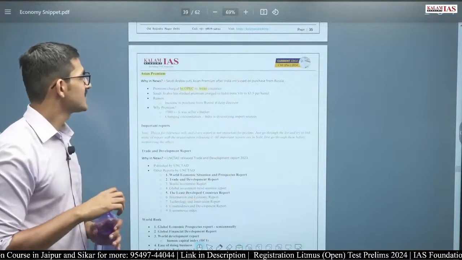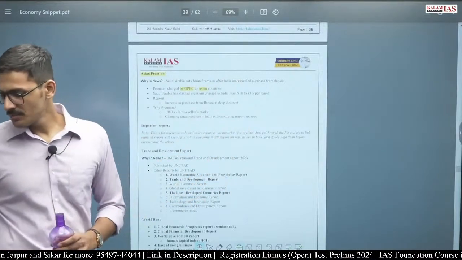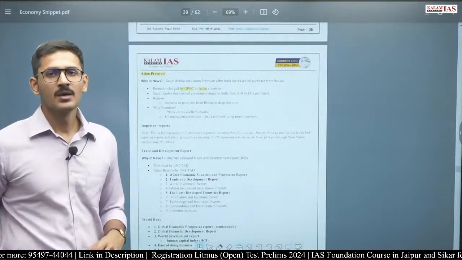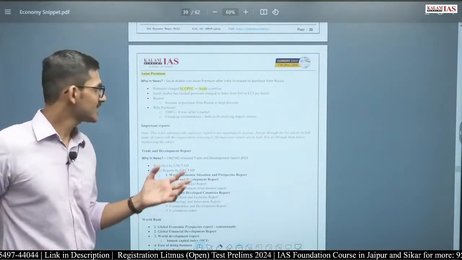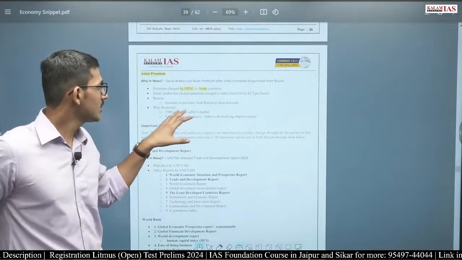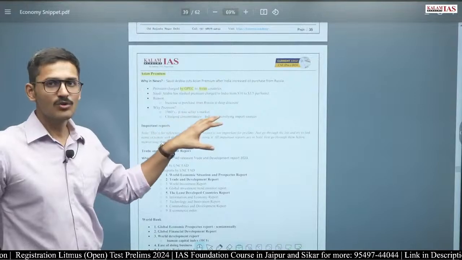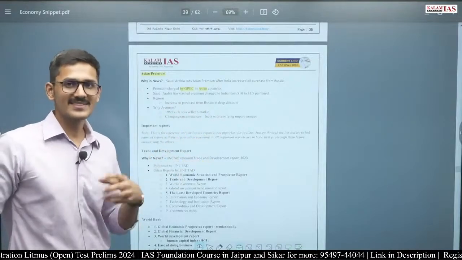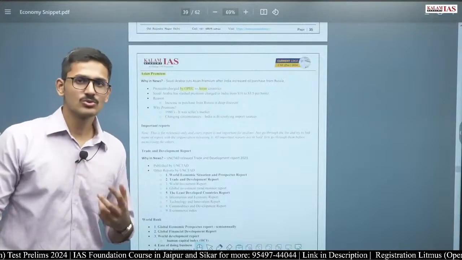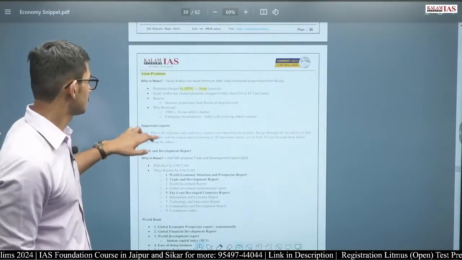But recently Saudi Arabia has reduced this premium from $10 to $3.5 per barrel. Why does this happen? Because India started diversifying its procurement, and India started purchasing oil from Russia at a deep discount. As a result, procurement from Saudi Arabia reduced, and Saudi Arabia had to adjust to the market prices.